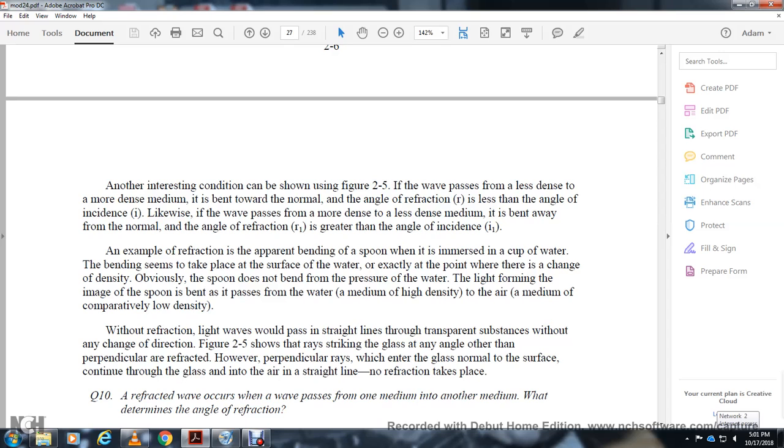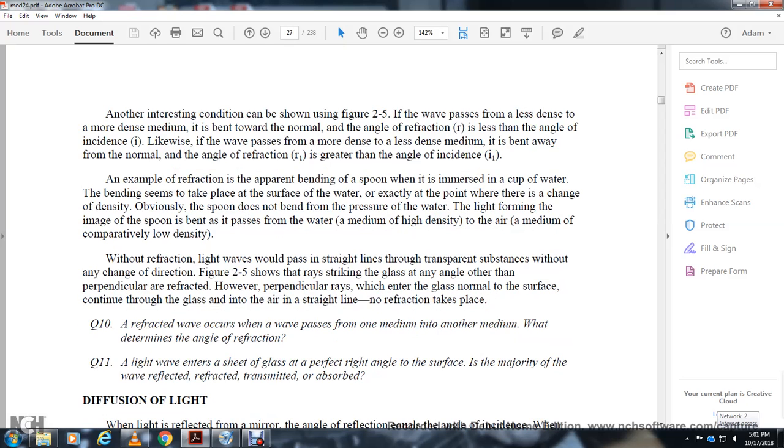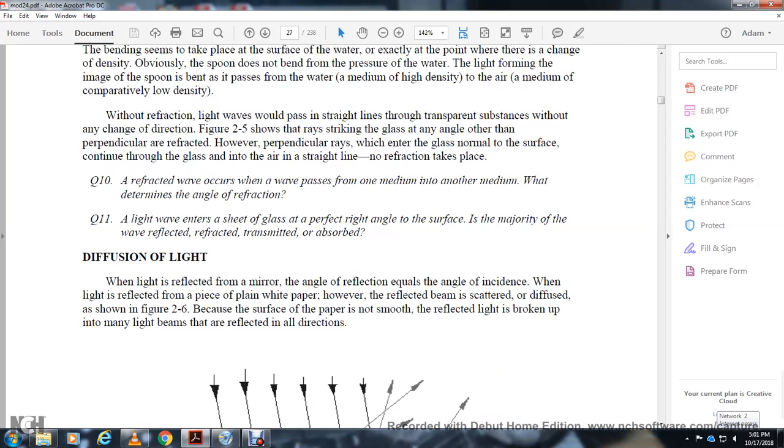Without refraction, a light wave would travel a straight-line path through a transparent substance without any change of direction. Figure 2.5 shows the ray striking the glass at an angle other than perpendicular, and it is refracted. However, perpendicular rays enter the glass along the normal and leave the surface of the glass into the air in a straight line. No refraction takes place.